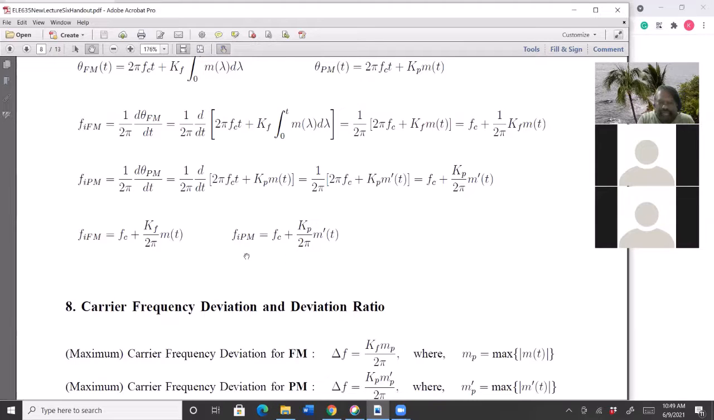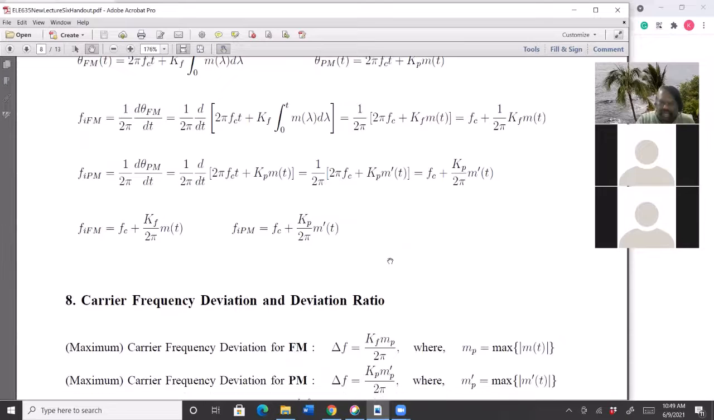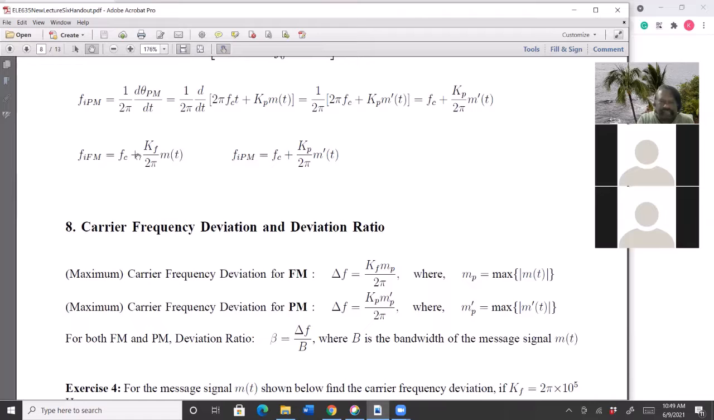Similarly, for phase modulation, the maximum value of this, you have to think of the peak value of m prime for phase. That's it, okay? This is important. We just derived this from here, but the derivation is so simple, I didn't make a big deal out of it. Now there is something else, which is purely a definition, we are not deriving it. The deviation ratio is defined as the maximum carrier frequency deviation divided by the bandwidth of the message signal. Capital B is the bandwidth of the message signal. This ratio is going to become very important later when we calculate the bandwidth of the frequency modulated signal.